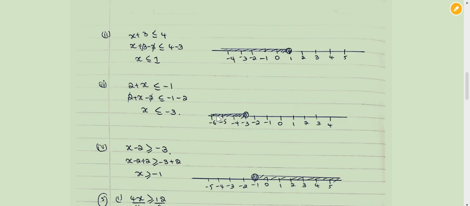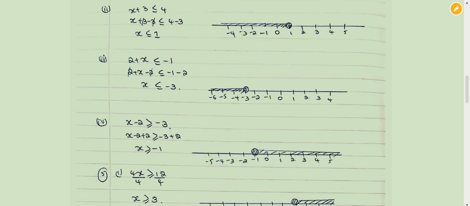So firstly you draw a number line also, and draw a circle on minus 3 and shade it. x is less than, less than means you shade this region. Okay.